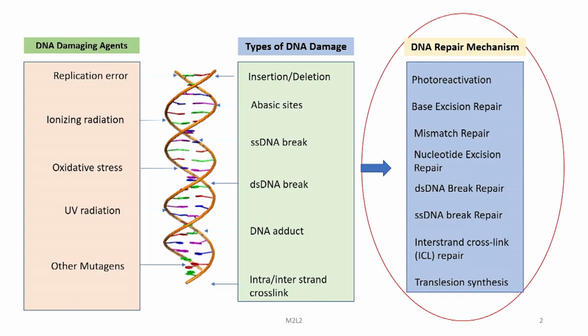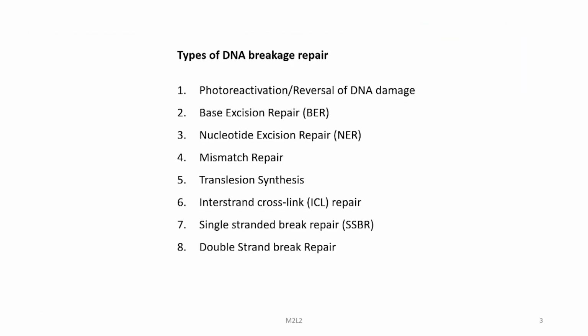So this figure is now familiar to you. We spoke about the DNA damaging agents in the last lecture and how they create different types of DNA damage. Now once the DNA damage has been inflicted, there are several DNA repair mechanisms inside the cell which take care of the broken DNA, and if this DNA is left unrepaired, it will lead to mutagenesis and cause several genetic disorders.